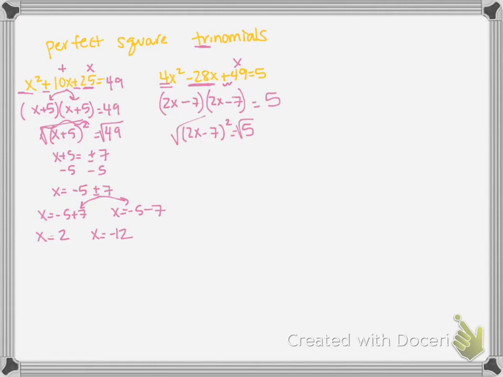Opposite of squaring is square rooting. So 2x minus 7 equals plus or minus the square root of 5. Since it's not pretty, we're going to go ahead and add 7. You can add that 7 to the back end or the front end. I like to put it in the front end. And then we got to divide everything by 2. So x equals 7 plus or minus the square root of 5 over 2.